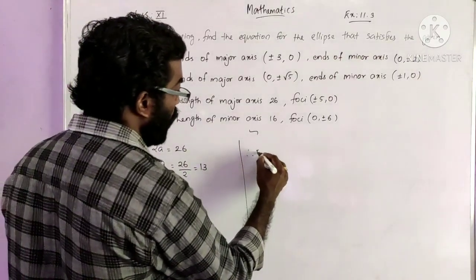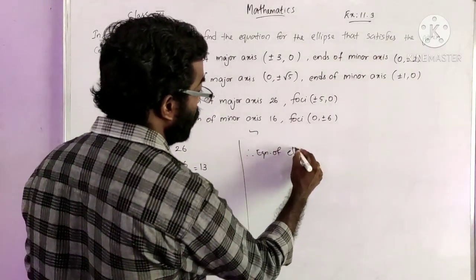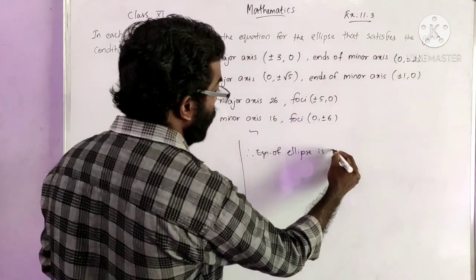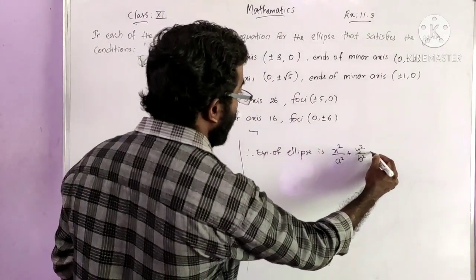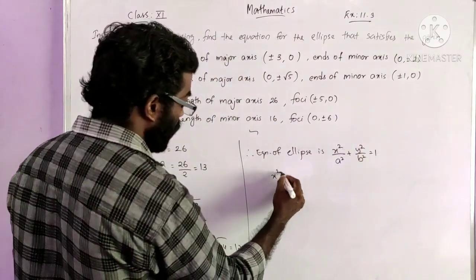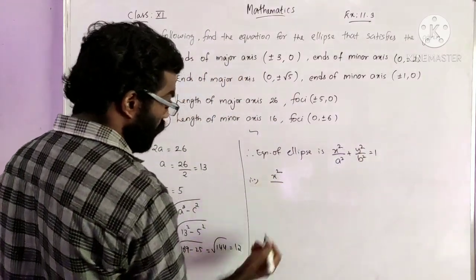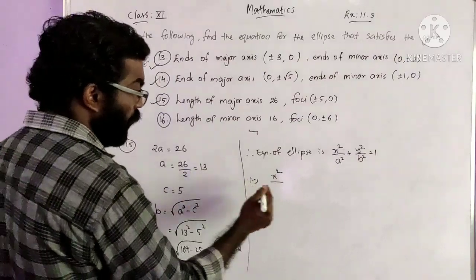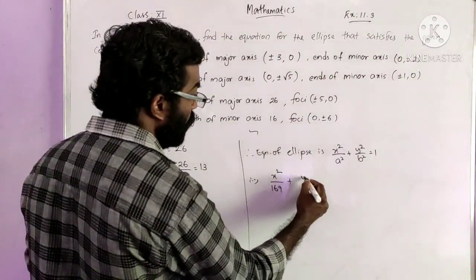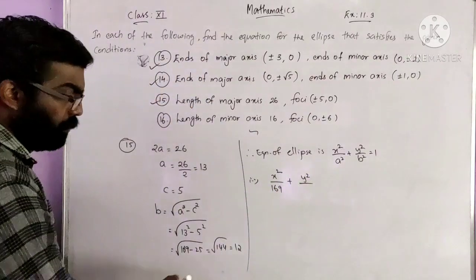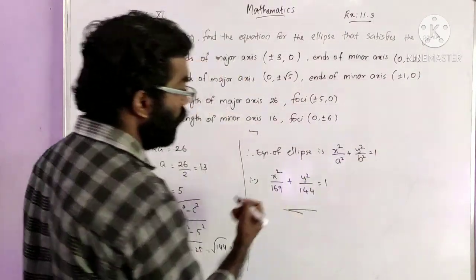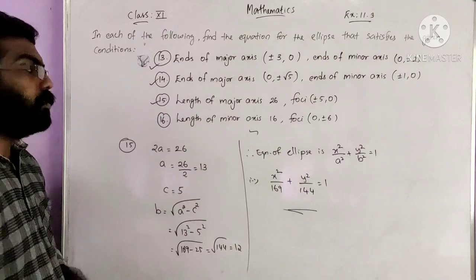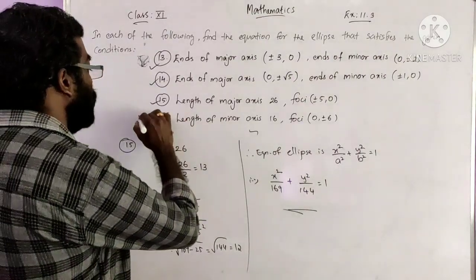Therefore equation of ellipse is x square by a square plus y square by b square equal to 1. Here it is x square by a square. A is 13, 13 square 169, plus y square by b square. B is 12, 12 square 144, which is equal to 1. Okay. Similarly, you can do the next one, question number 16.